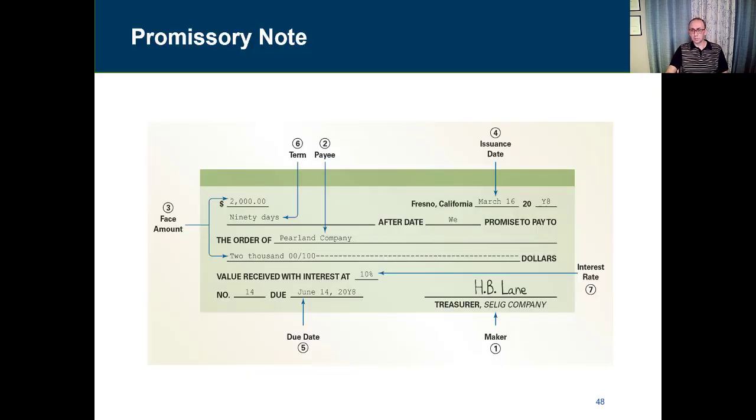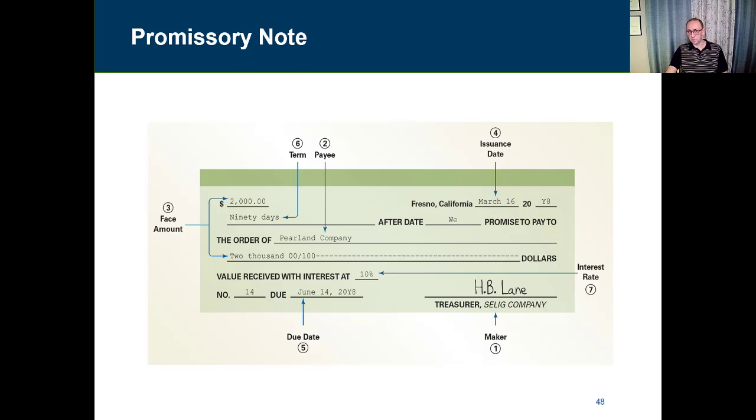So this is how it looks. This is, of course, a typical promissory note, and let me follow the numbers here. Under number 1, we have the maker, which is the person who signs the note. That's the person who has the obligation to pay the amount of the note at maturity. In other words, we can call that person the borrower. Then number 2 is the payee, the lender. That's the person that's going to receive the value of the note at the date of maturity.